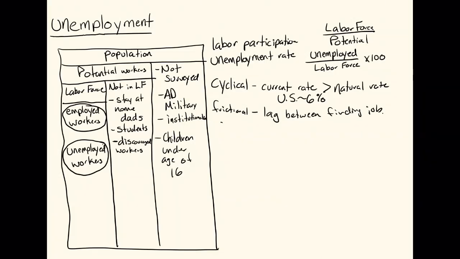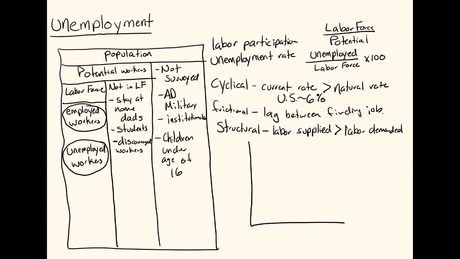The final type of unemployment we will discuss is structural unemployment, which occurs when the labor supplied exceeds the labor demanded. Minimum wages, labor contracts, efficiency wages, and downward rigid prices are all reasons that the labor market may fail to achieve equilibrium.